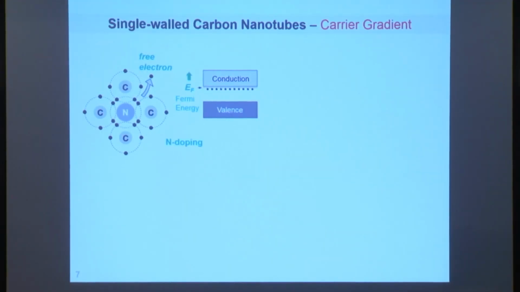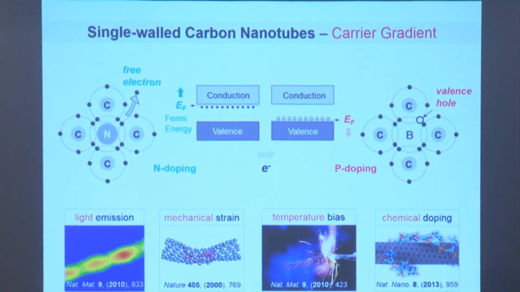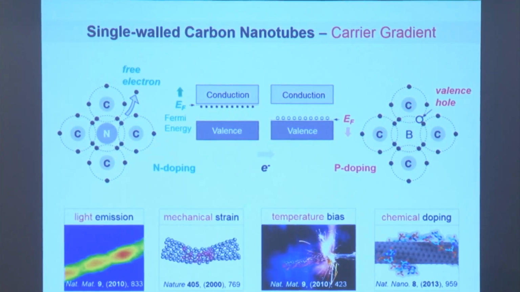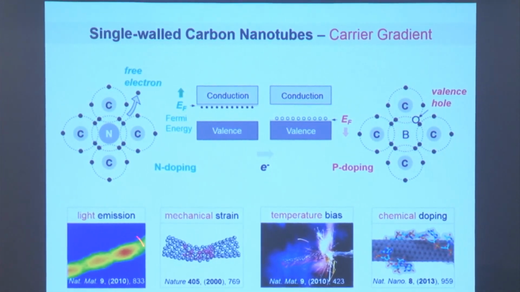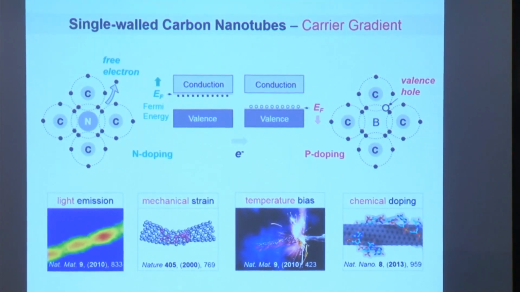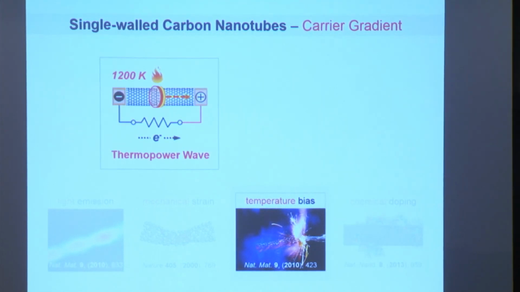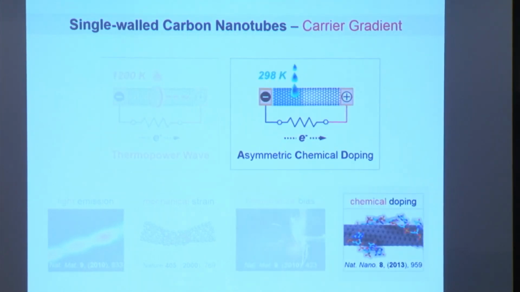The way to create a chemical potential gradient is through chemical doping. And so this works the same with carbon nanotube, with silicon, with MoS2, any other semiconductive material. In order to generate this gradient, though, you have to tap in some sort of external stimuli. So people have thought about light to make photovoltaic p-n junctions like this. Mechanical strain can also generate a chemical potential gradient. But today we'll focus on temperature bias and chemical absorption as the external stimuli that we're going to use to generate this gradient, which we're then using to harvest electronic energy. Specifically, we're talking about thermal power wave and asymmetric chemical doping.